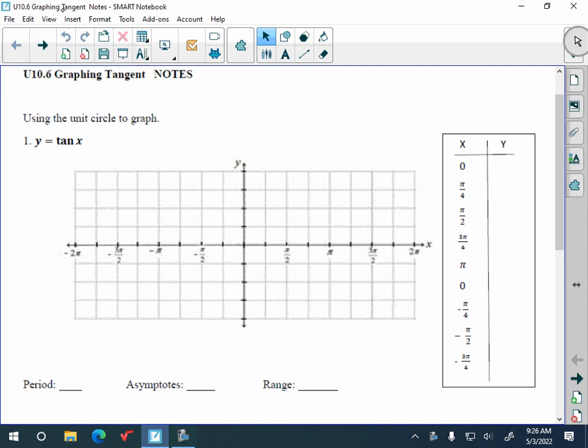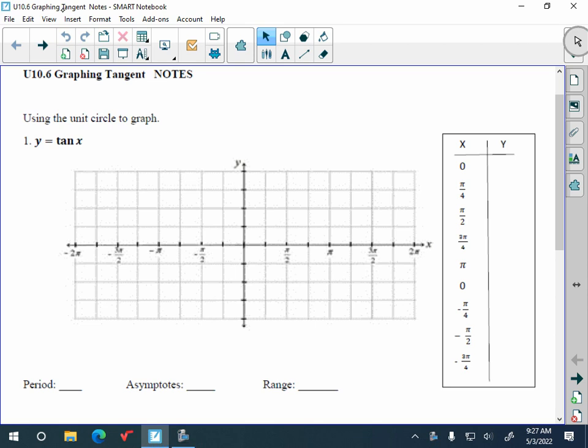All right, so graphing the tangent graph. So y equals tangent x. Just like sine and cosine, our x-axis is our angles in radians, and then the y-axis is the tangent of those angles. So we have this xy table. We can fill in some of the angles and their values.